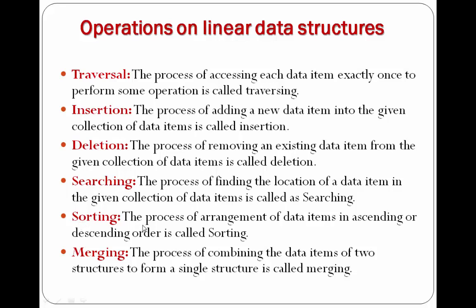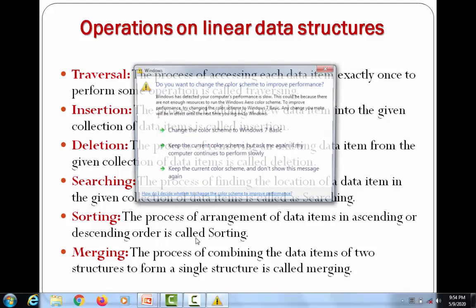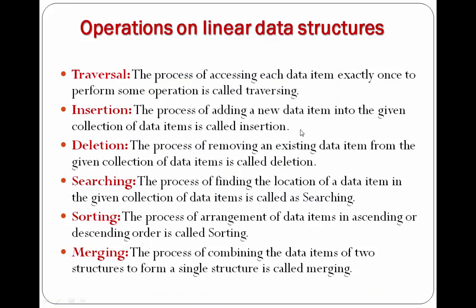Next one is sorting. Sorting is a process of rearranging the elements of a particular data structure in a particular order. Order is either ascending or descending. If we declared a certain linear data structure, to perform a certain operation on it we have to organize the data elements into a particular order. Rearranging those elements is called the sorting process or sorting operation. Order is either ascending or descending.